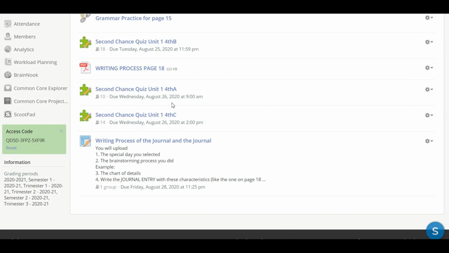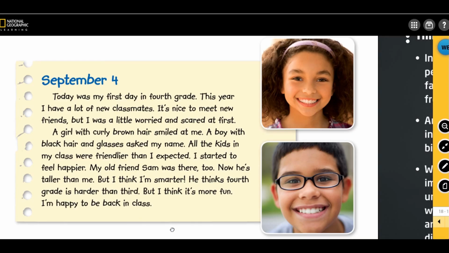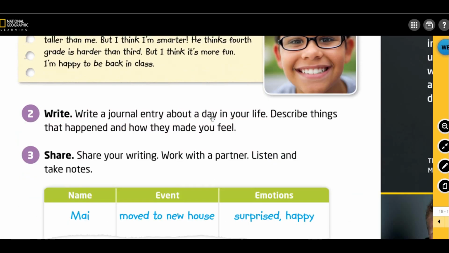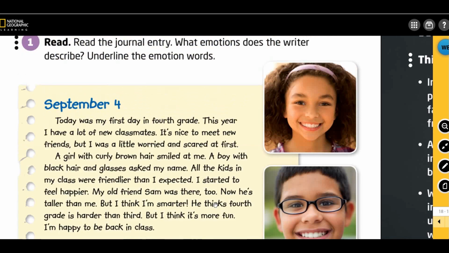Let's take a look. Part of the process, you're going to be using the writing process page that is in Schoology. It's a PDF that we're going to be using, and you're going to use page number 18 of your student's book. What are you going to do next?